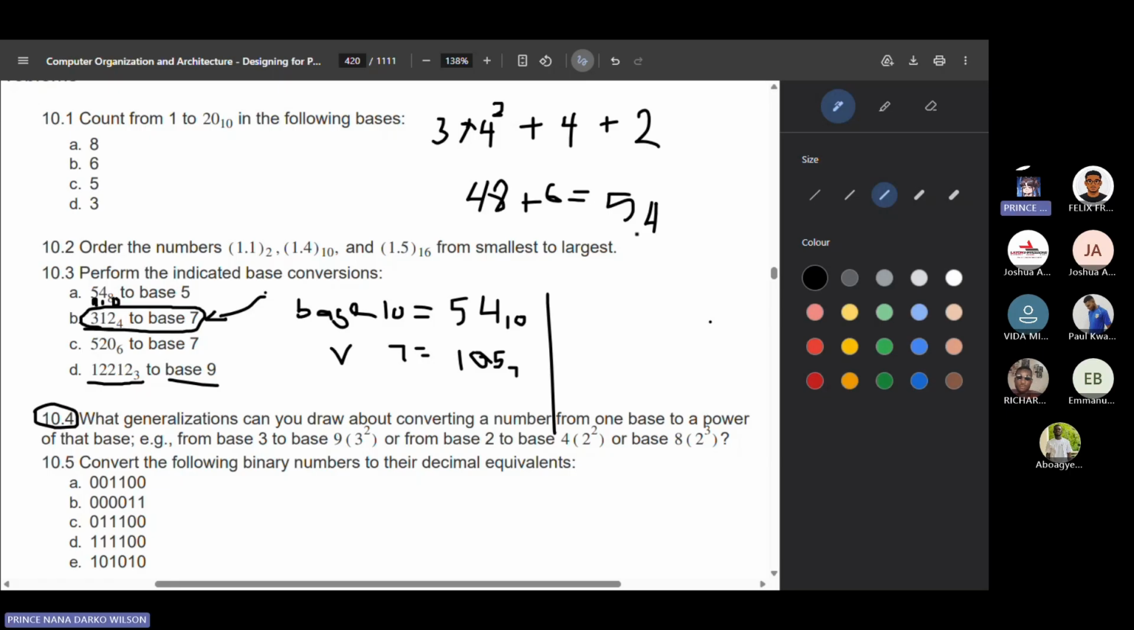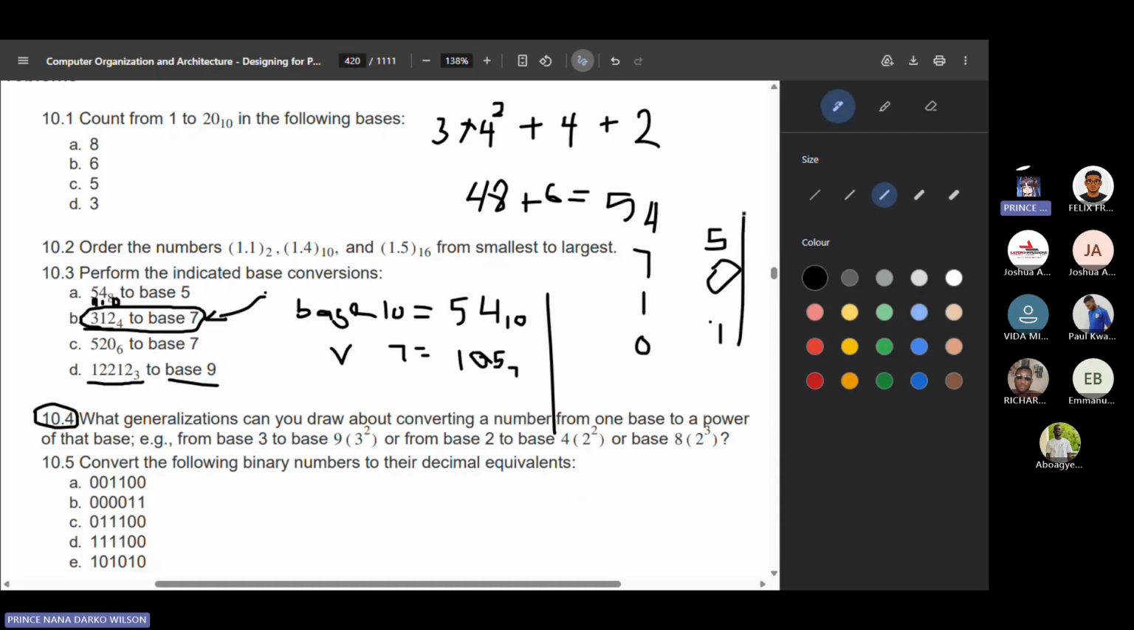Am I right? 7 times 7 is 49. So that will be 7 here, and then we'll have a remainder of 5, like this. And then the next one, 7 goes here, 1, with a remainder of 0. And finally, 7 goes here, 0, with a remainder of 1.